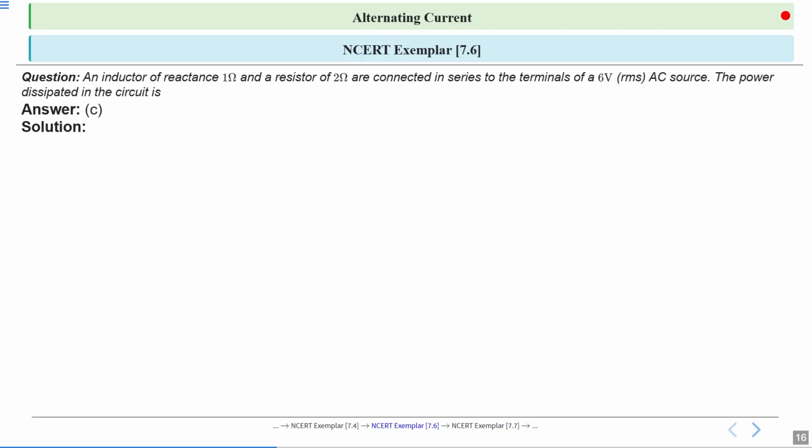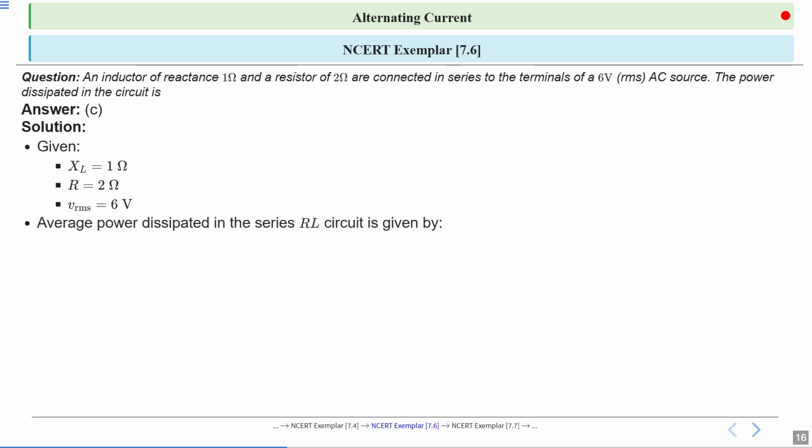So option C is correct. What is given in the question? XL is given equal to 1 ohm and R is given 2 ohm. VRMS is given 6 volt. So what we have to find? Average power dissipated in the series RL circuit. Capacitor is not there, so this is an RL circuit.